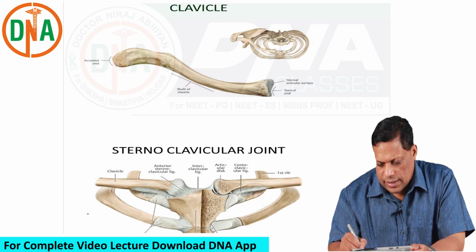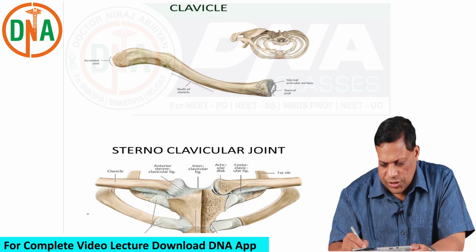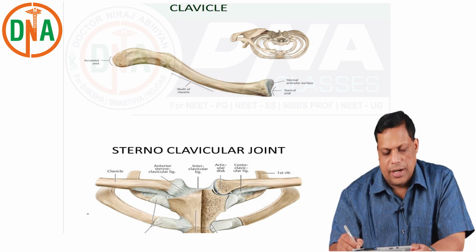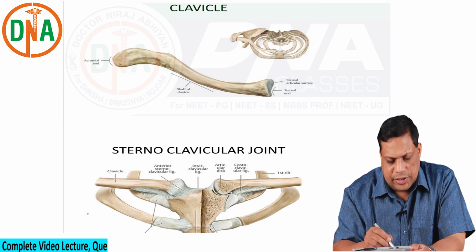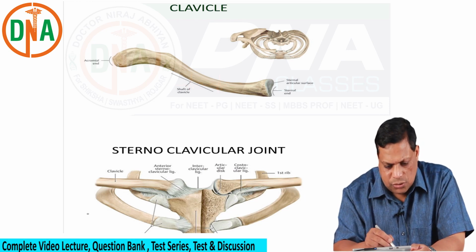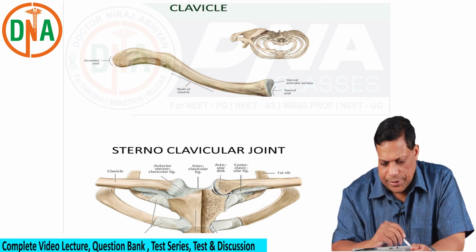The medial end is round. It articulates with the sternum, so it is known as the sternal end. And the lateral end is flat, articulating with the acromion process of the scapula, so it is known as the acromial end.